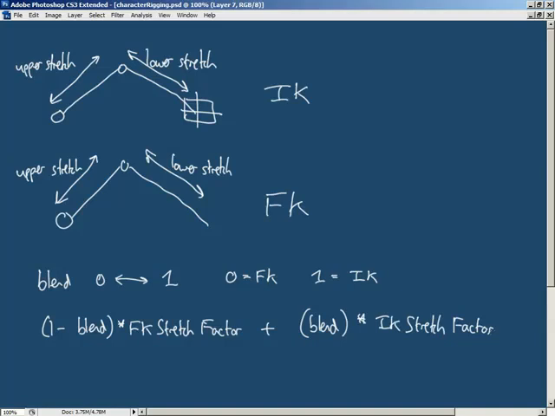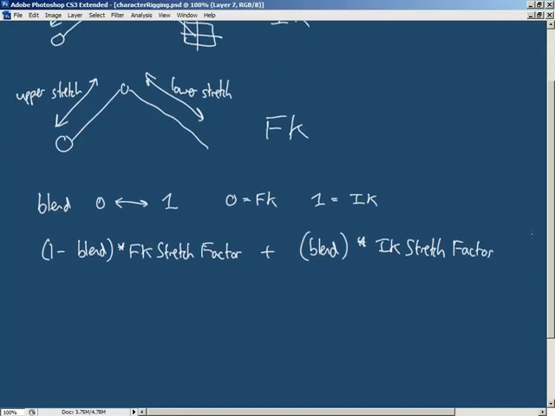If we were to take this and multiply it by our initial bone length, that would give us the final bone length that would blend between stretched IK and stretched FK. However, we also need to be able to lock the stretchiness on these bones, and that's really simple.